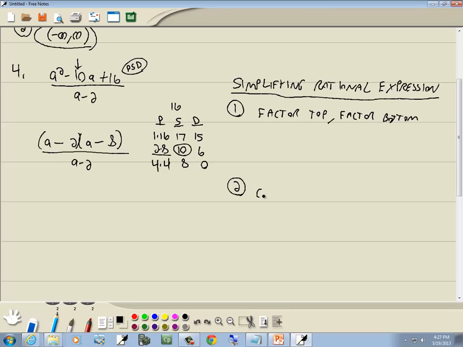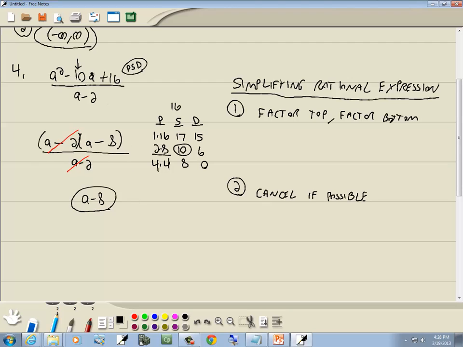Step 2. Cancel if possible. Now, they have to be exactly the same for you to cancel. As I look at this, see how these both have a minus 2? Those a minus 2's are going to cancel. And we're left with a minus 8 as our answer.